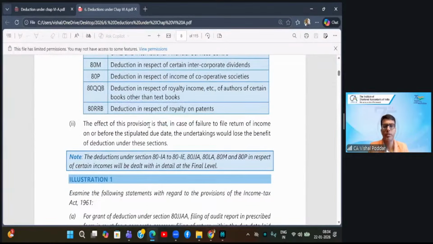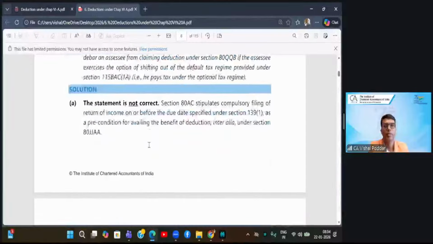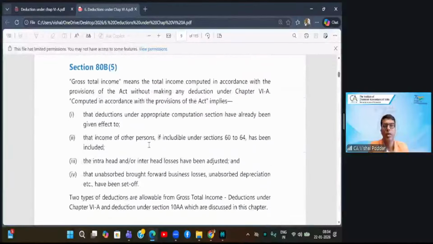Now, what is the effect of this condition? In case of failure to file return of income on or before the due date, the undertaking will lose the benefit of these deductions. So, specifically for this heading C, there are many conditions. It means for all other deductions which are mainly applicable to us at inter level, you don't have those conditions. So, condition is deduction should be claimed in the return, and this return should have been filed within the due date. If any of this condition is not satisfied, you will not get the deduction. So all these were conditions under 80A, AB, AC.